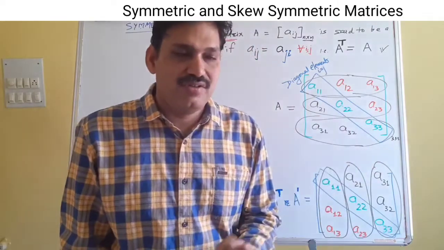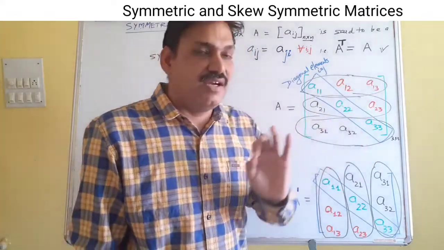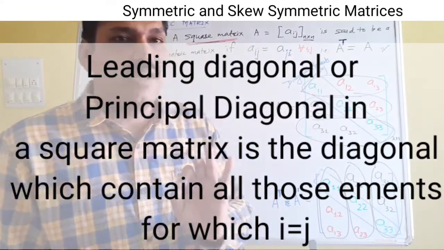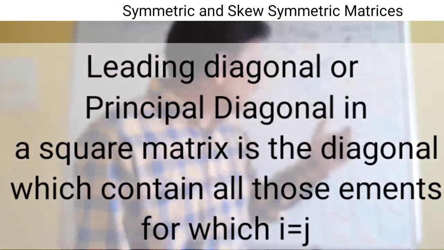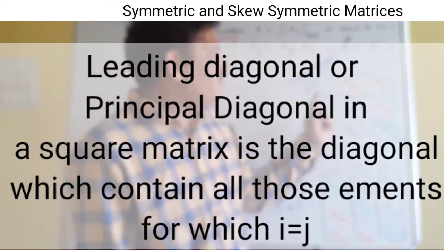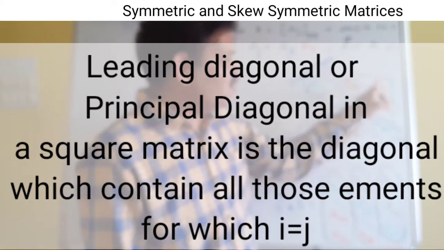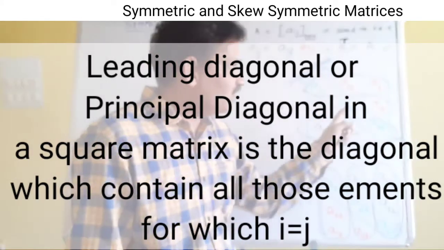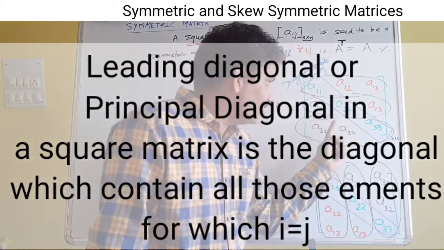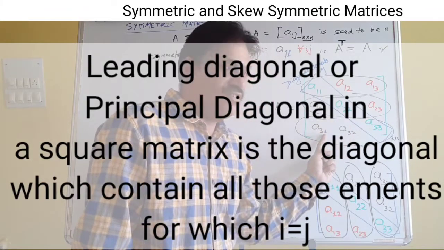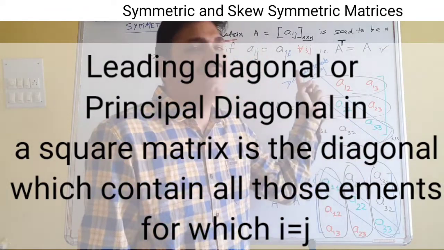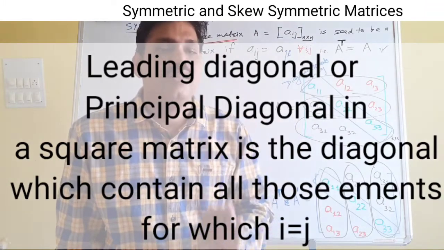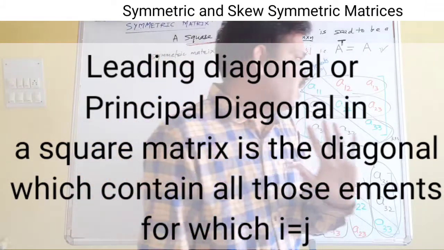In geometry, you have two diagonals, but in matrices, when we talk about the diagonal of a square matrix, we talk about that diagonal in which i is equal to j. This of course is a diagonal in geometry, but here i is not equal to j. Here it is, here it is not. So this only is known as the diagonal of a square matrix.